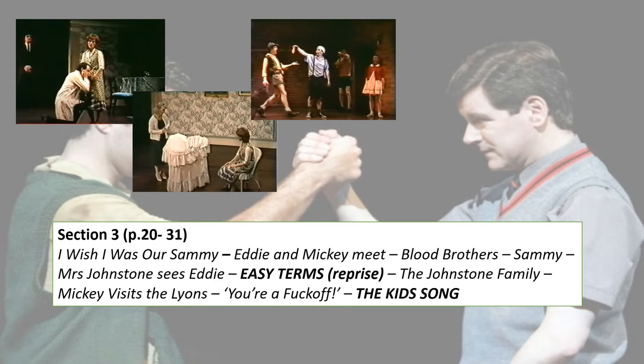Mickey and Eddie then meet on stage, and they form an instant connection, despite, as we the audience see, their very, very different upbringings. They each have very different knowledge, they each have very different language. Now they decide to become blood brothers and create this blood pact on stage when they're oblivious to the fact that they're real brothers, and that's a powerful dramatic irony for the audience, who obviously know that they are in fact real brothers.